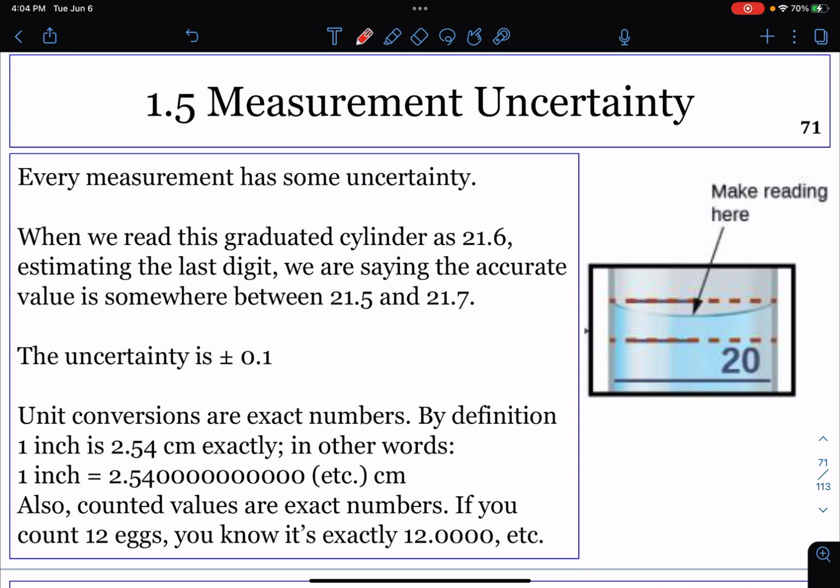Unit conversions are exact numbers. By definition, 1 inch is 2.54 centimeters exactly. In other words, 1 inch equals 2.540000, and so on and so forth, centimeters. Also, counted values are exact numbers. If you count 12 eggs, you know it's exactly 12.000 eggs. We're not wondering if it's somewhere between 11.9 and 12.1. If you counted it, you know you have exactly 12 eggs.